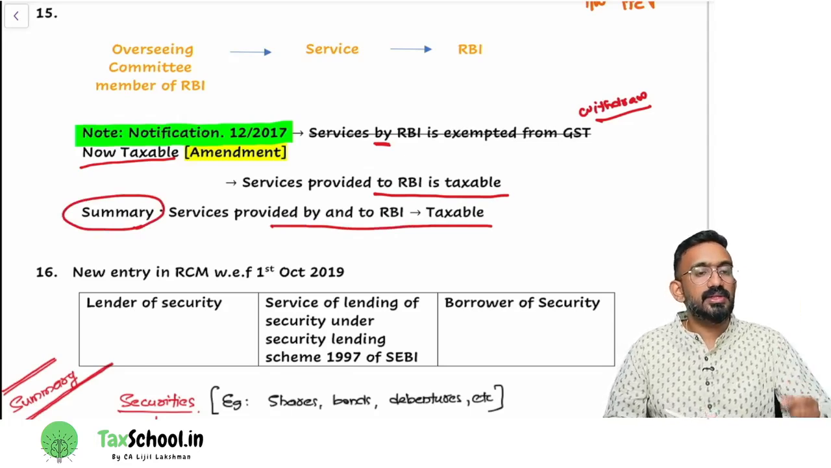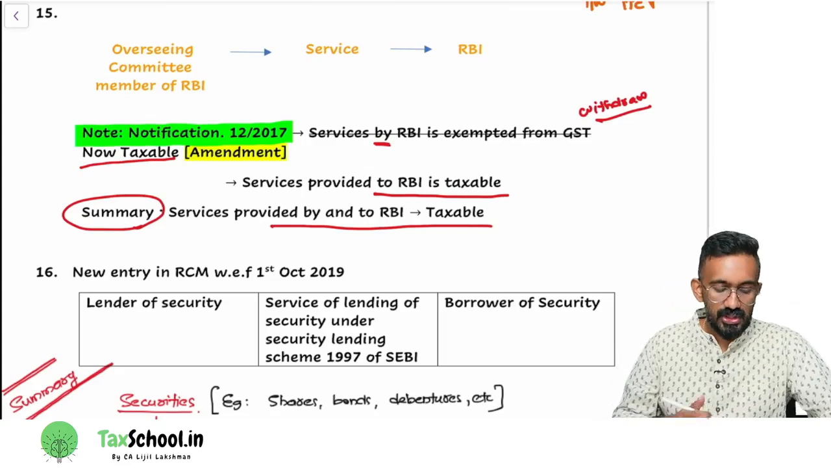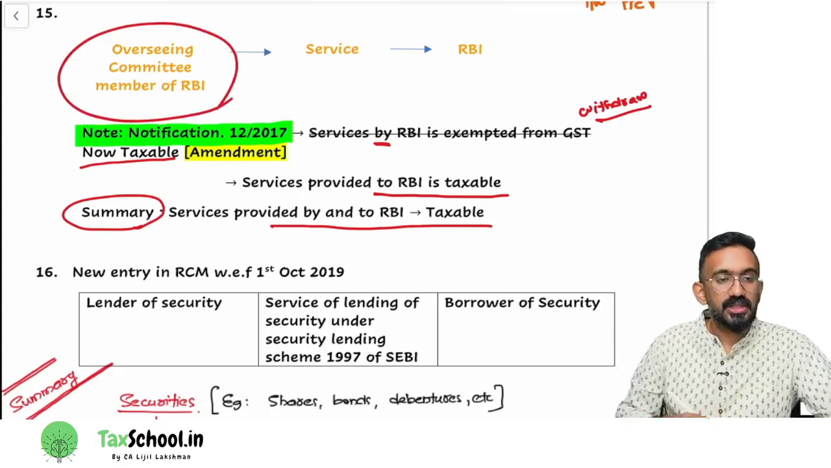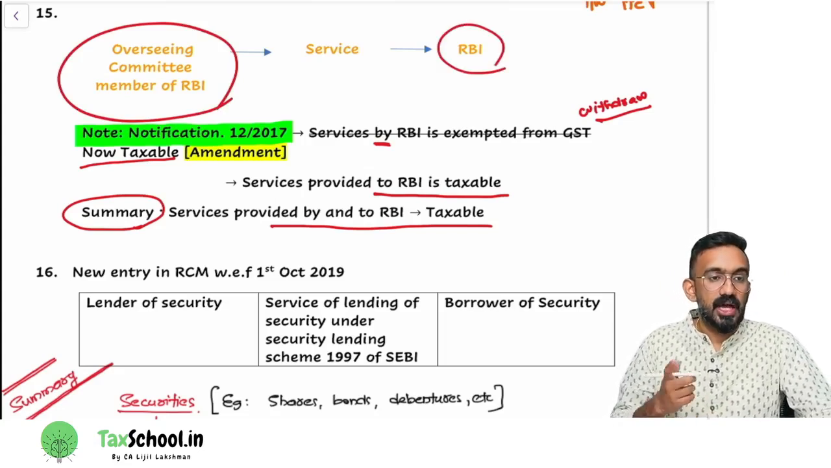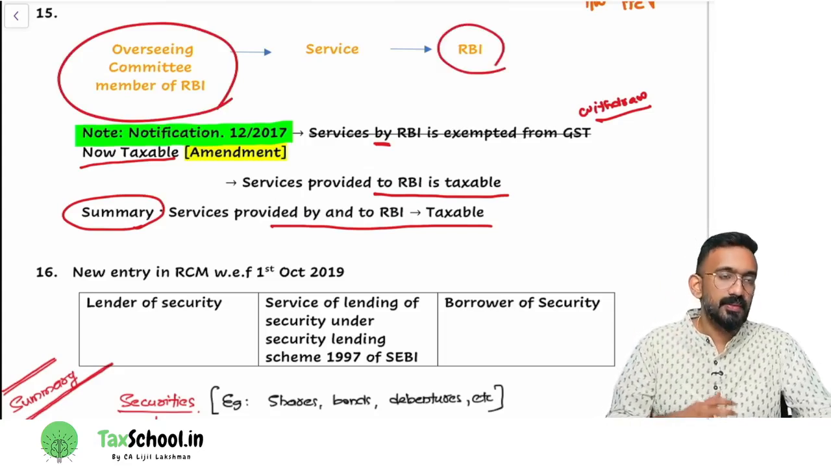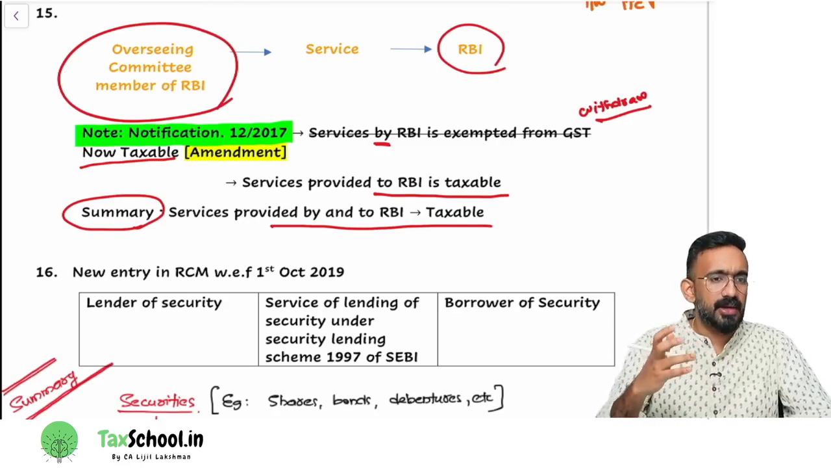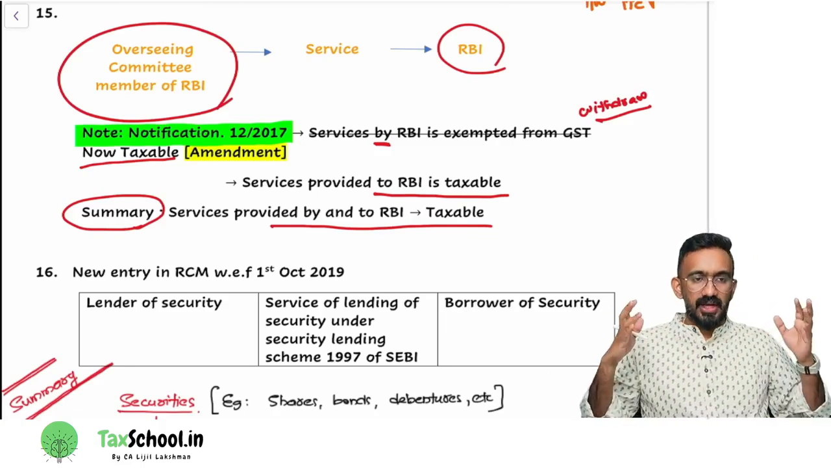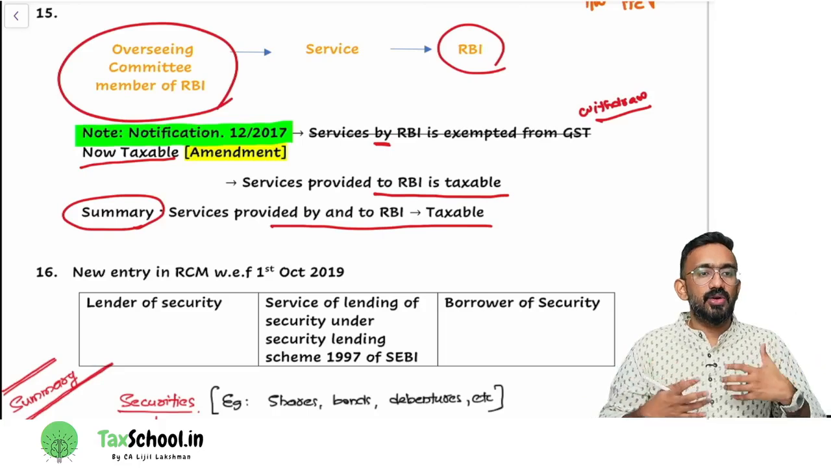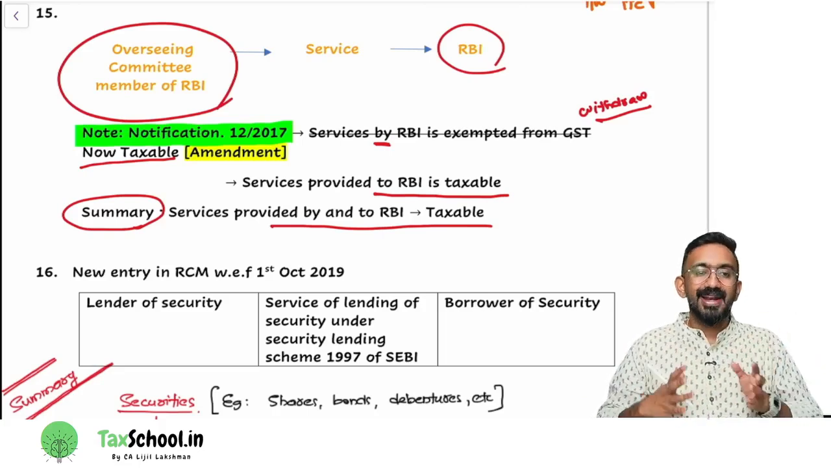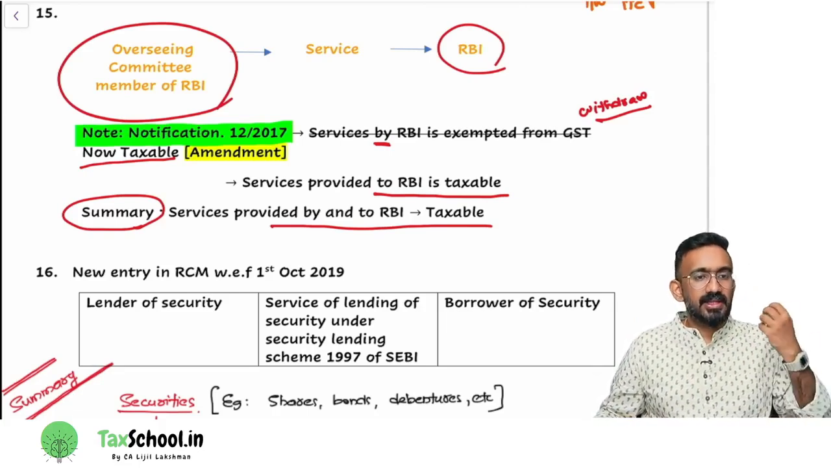There is one service provided to RBI that will be taxable under reverse charge. Who is that supplier? Overseeing committee member of RBI. When they provide services to RBI, it is RBI who will pay tax under reverse charge. Who is an overseeing committee member? For your understanding, it will be like an independent director. Government has appointed some finance professionals to oversee the functions of RBI. So these people are called overseeing committee members, who will attend the meetings of RBI and give RBI suggestions. They will be getting a sitting fee.